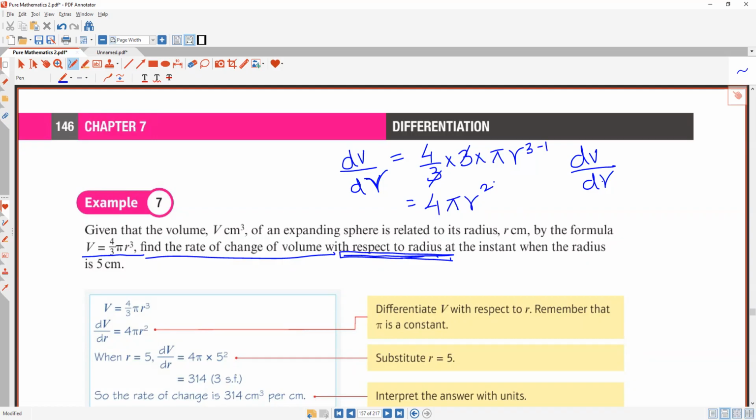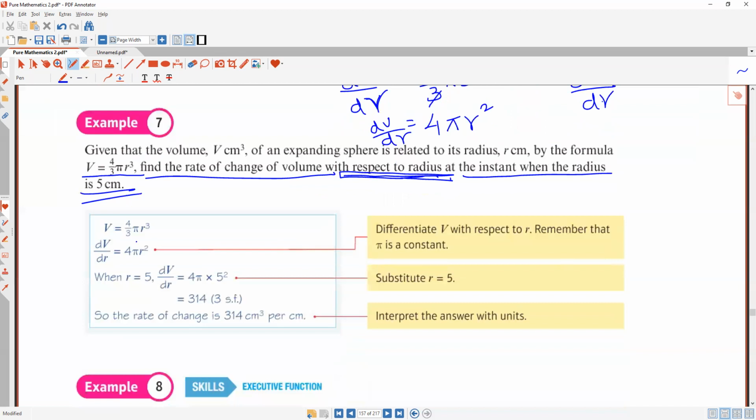And at the instant when the radius is 5 centimeter, now all you have to do, you know your dV by dr. All you have to do, in place of radius, just substitute 5 centimeter. You will get the rate of change of volume very easily.